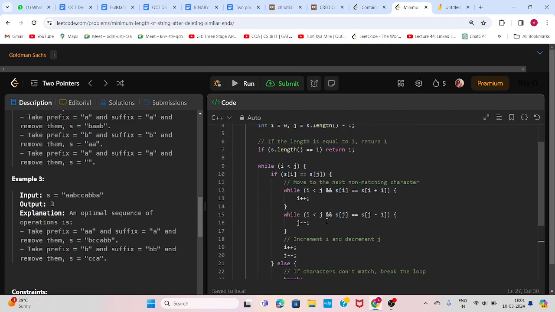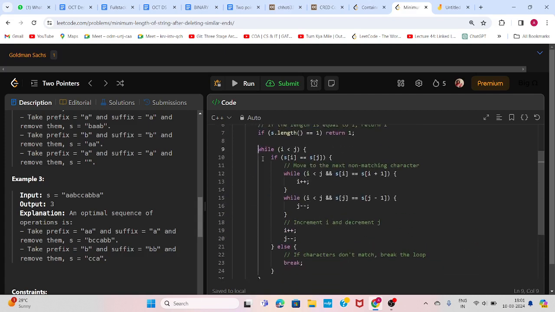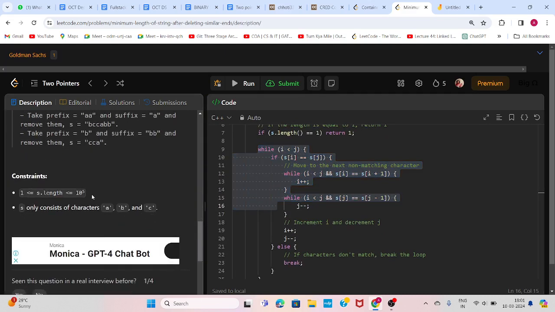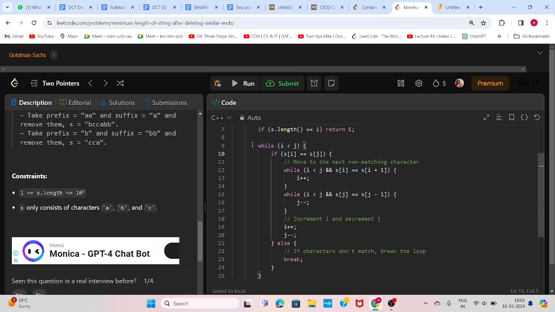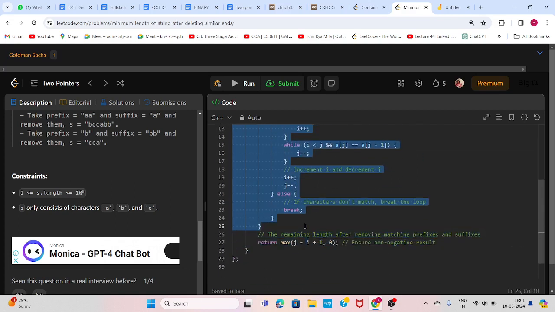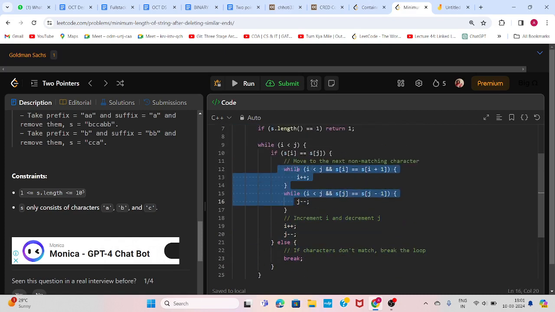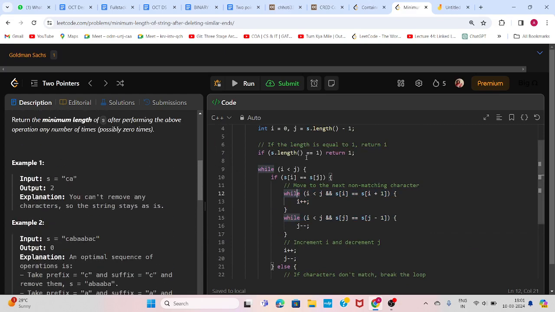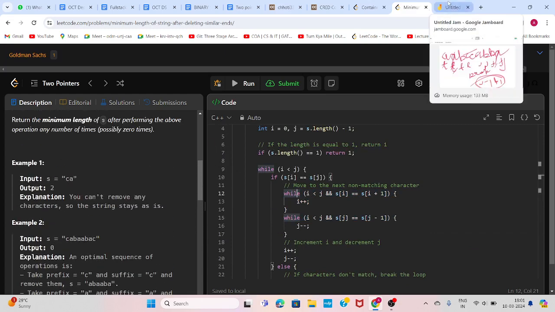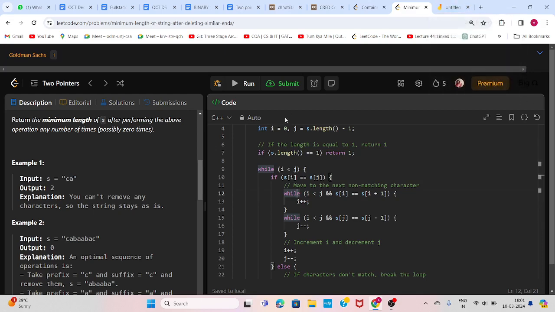Now if we think about the time complexity, our constraint is 10 to the power 5, so we need only an O of n solution. There is one loop here, which takes O of n, and this while loop is so small that it can be neglected. So O of n is the time complexity, and if we talk about the space complexity, it will be O of 1.